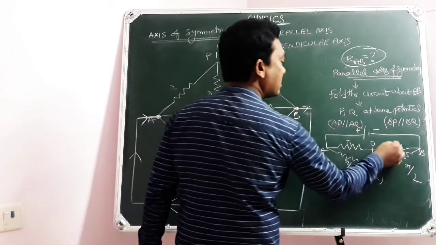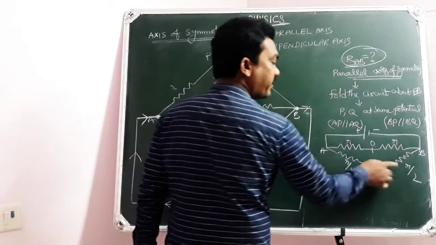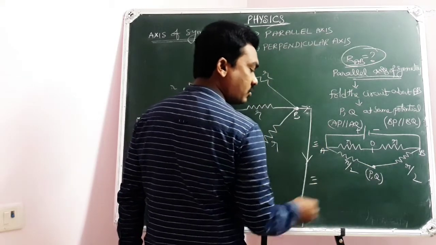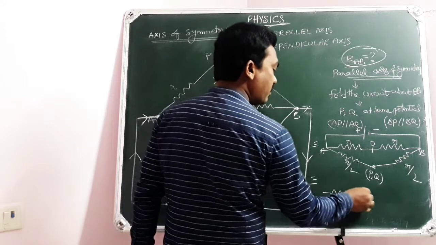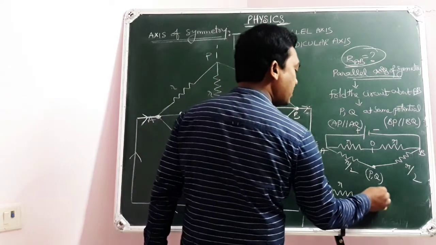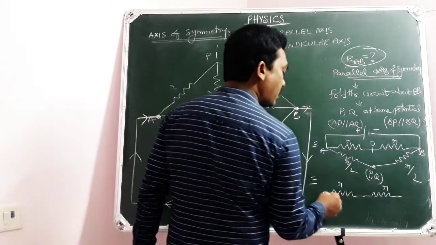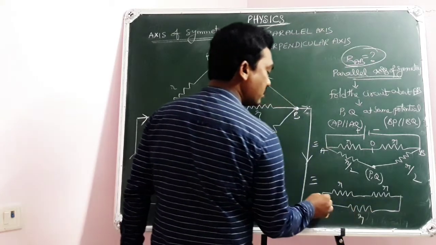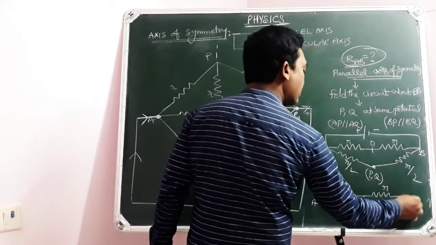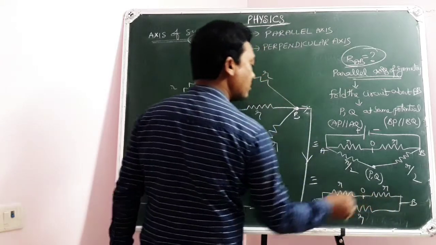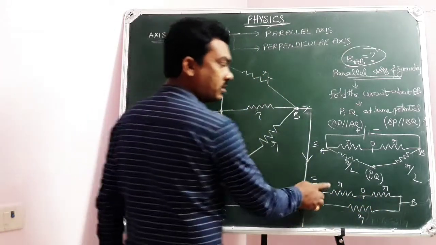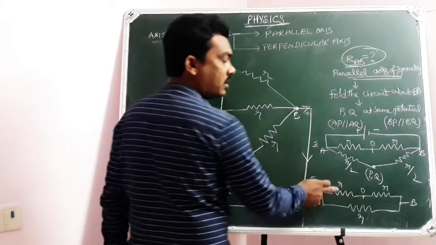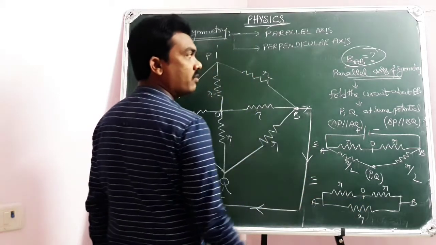Now this is R and this is R. You can see these two R by 2 are in series. Then your equivalent circuit is: between A and O there is R, between O and B there is R again, and the R by 2 in series gives R. This is A, this is B, and of course this is O. Now these two R in series will give 2R. 2R and R will be in parallel.